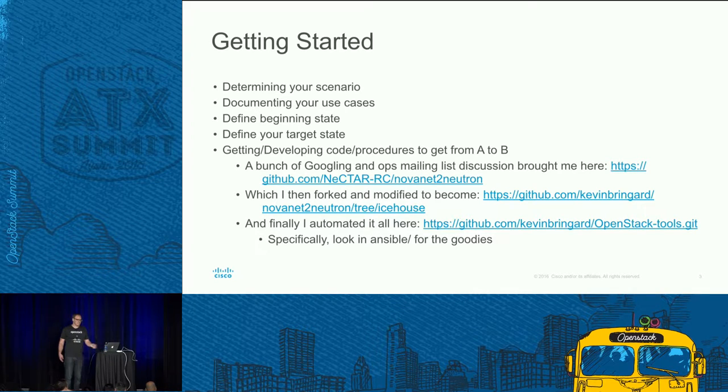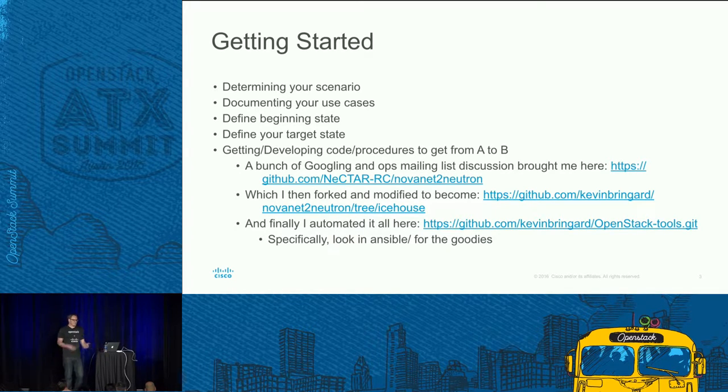I had to determine my scenario. What does my environment look like? Where am I going to go next? And then I documented all the use cases. You know, you have floating IPs. Do you not have floating IPs? Do you have a flat tenant network? Or do you have per tenant networks or something like that?